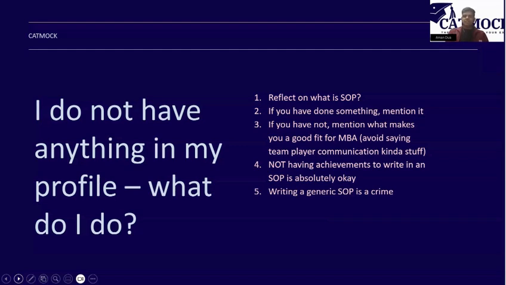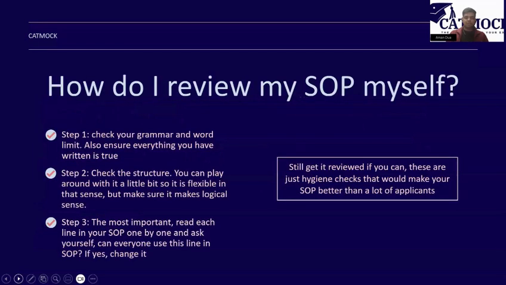So, point is, not having achievements to write in an SOP is absolutely okay. It's okay if you don't have anything in your profile. It's not the end of the world. If you're a fresher and you don't feel that you have any achievement to show, that is not what an SOP is asking for, and you're not at any sort of disadvantage from anybody else due to this reason. But writing a generic SOP is a crime. What do I mean by a generic SOP? I'll explain it in the next slide, but remember this: writing a generic SOP is a crime.